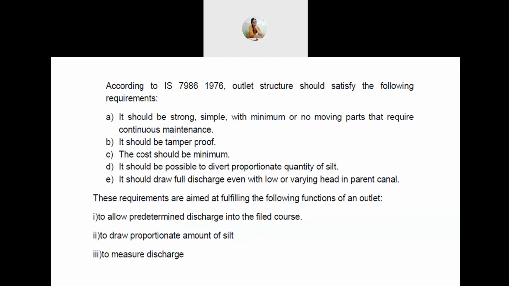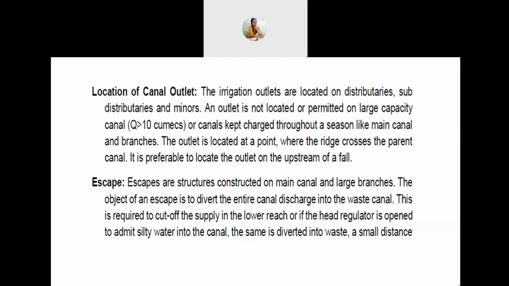Number 4, it should be possible to divert a proportionate quantity of silt. Number 5, it should draw full discharge even with low or varying head in the parent canal. So these requirements are aimed at fulfilling the following functions of an outlet. Number 1, to allow a predetermined discharge into the field course. Number 2, to draw a proportionate amount of silt. And number 3, to measure discharge.